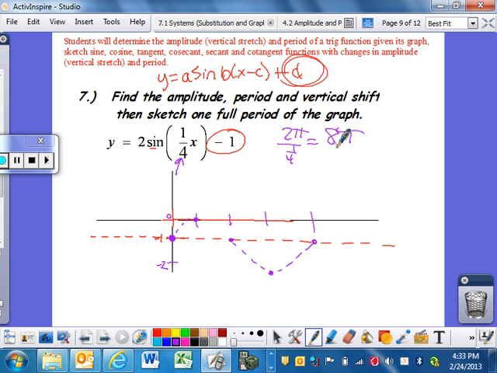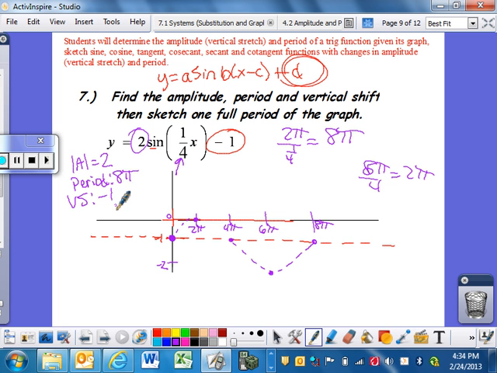Okay? My increments, if it's 8 pi divided by 4, would end up being 2 pi units apart. So I'm going to count by 2 pi. So here's 2 pi, 4 pi, 6 pi, 8 pi. So now I've dealt with the vertical shift. I've dealt with the period change. The only thing I haven't fixed is my amplitude. So my amplitude is 2. Okay, and if I write all this out, my period is 8 pi, and my vertical shift is down 1.